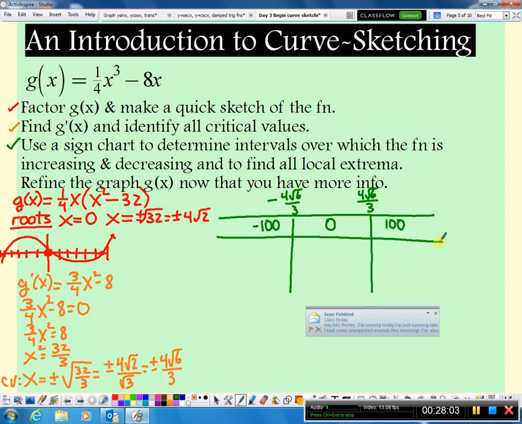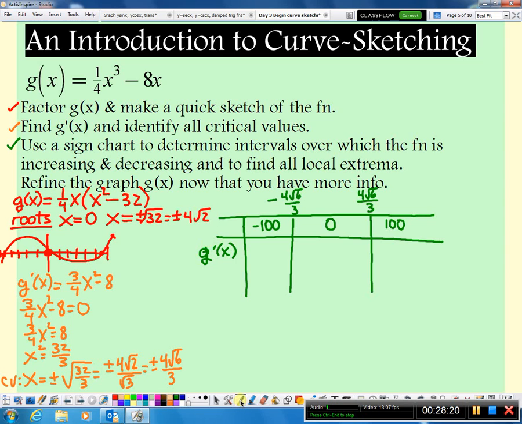So I'm going to plug into f prime of x. G prime of x. I'll fix that. There you go. Sorry about that. Don't want to confuse you by not calling things clearly.